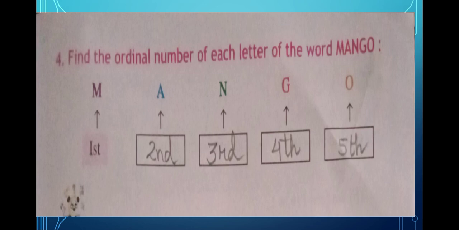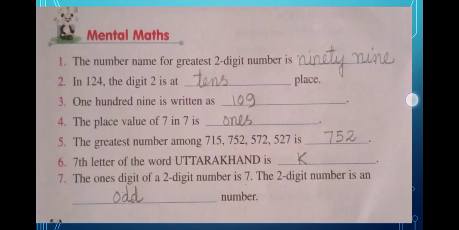Okay. So now only one thing is left, that is mental maths. This one also I have already written. You have to write this mental maths in your copy. Okay, children. Now see, the number name for the greatest 2-digit number is 99. Number name means you have to write the spelling. Spelling of greatest 2-digit number is 99. So 99 spelling I have written it here. In 124, the digit 2 is at dash place. See, digit 2, this is in ones place, 4 is in ones place, and 2 is in tens place.